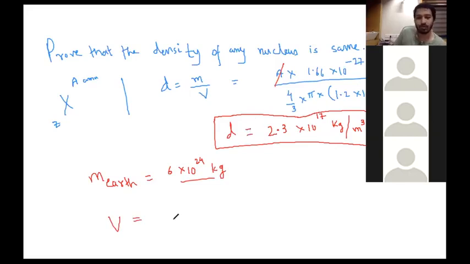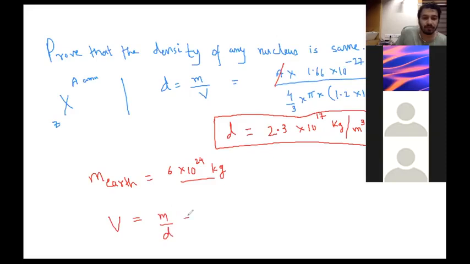Volume is what? Mass by density. Suppose the Earth was this dense. This is what we call nuclear density. Suppose our Earth was as dense as the nucleus of an atom. If this was true, then what would be the volume of the Earth? Can you find this out? 6 × 10^24 upon density 2.3 × 10^17.